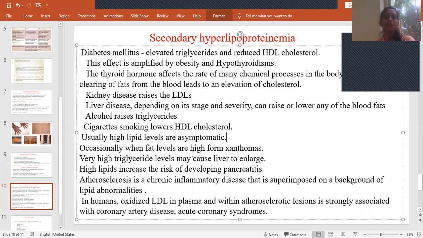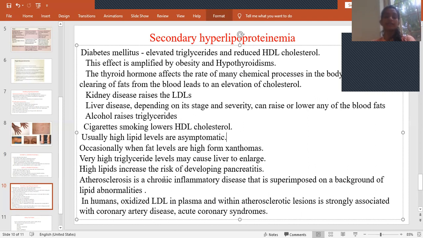Occasionally when fat levels are high, it forms xanthomas. If there are very high levels of fat, it gets deposited under the skin, and only then can we see these xanthomas. And then very high triglyceride levels may cause the liver to enlarge. When there are very high levels of triglycerides, they get accumulated within the hepatocytes, causing an increase in their size. That means the liver enlarges.